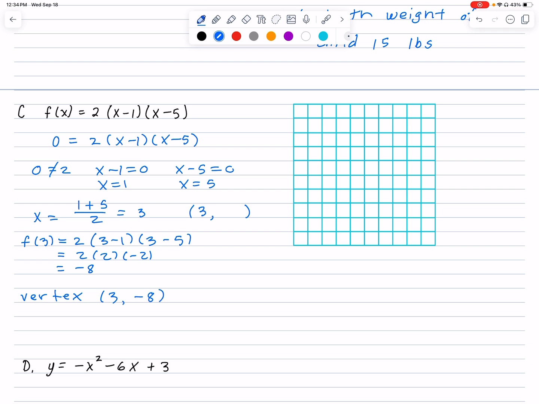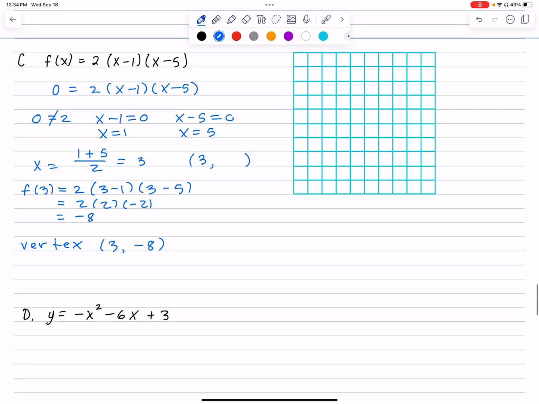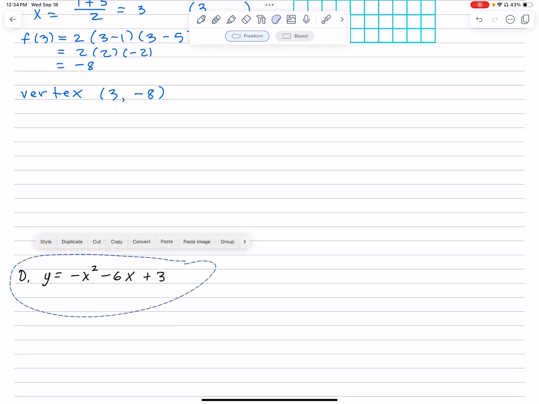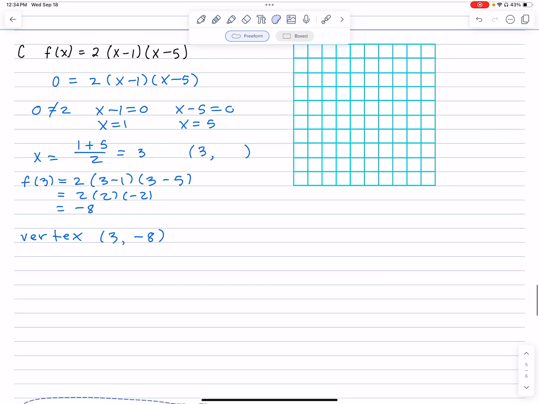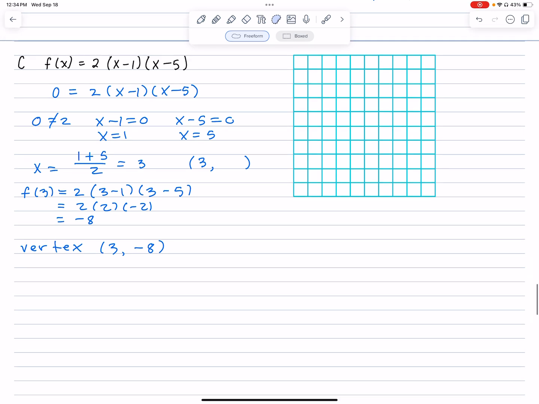From here, we are ready to graph. Okay, so we can go and do our normal stuff. I'm going to lower this a little bit here. At this point, you know your vertex, you know your stretch value. We can go back to what we were doing in the previous video, so I'm going to do that. Let's see. This graph opens up, so the vertex has to be the lowest point on the graph. So I'm going to do something like this.